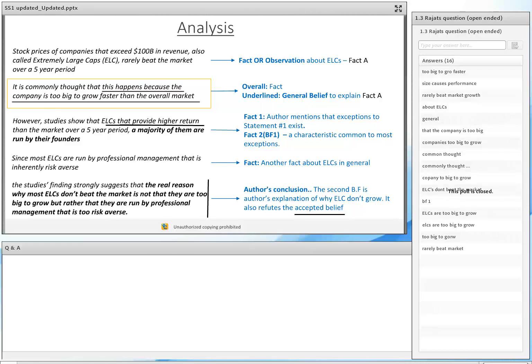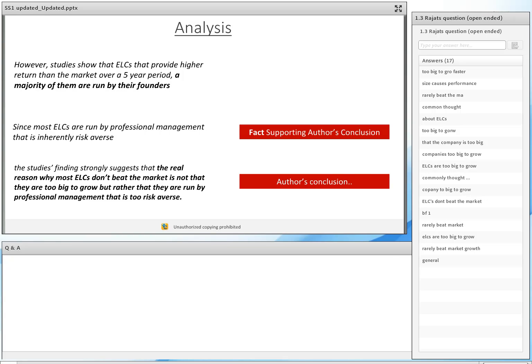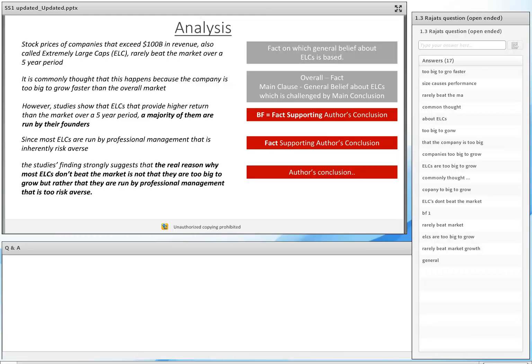That is great. So now that we understand the argument really well, we understand the structure of the argument really well, let's quickly go through this. This is the author's conclusion. This is a data point that supports the author's conclusion. This also supports the author's conclusion. Why? Because both of these statements 3 and 4 make the conclusion more believable. The first statement is the context or a fact on which the general belief about ELCs is based, and the second statement contains a common opinion that is refuted by the author in his main conclusion.